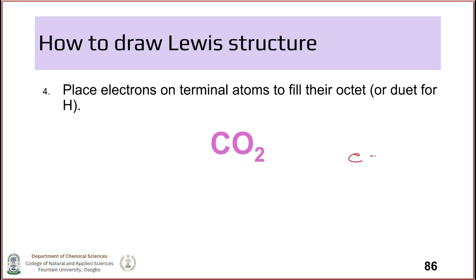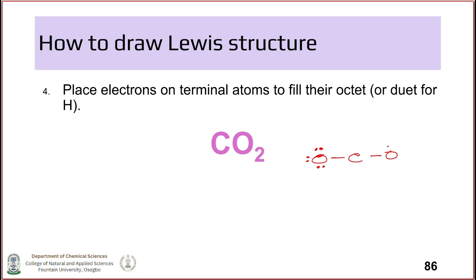So let's go back, and then place electrons on terminal atoms to fill the octet. The octet for oxygen is not fully filled yet. It's supposed to be surrounded with 8 electrons, but it is only surrounded with 2 electrons, the ones used in the bond. So we need to provide the remaining 6 electrons on this oxygen. By doing that, there is an octet for oxygen now: 2 electrons plus 6 electrons make 8 electrons for this oxygen atom.